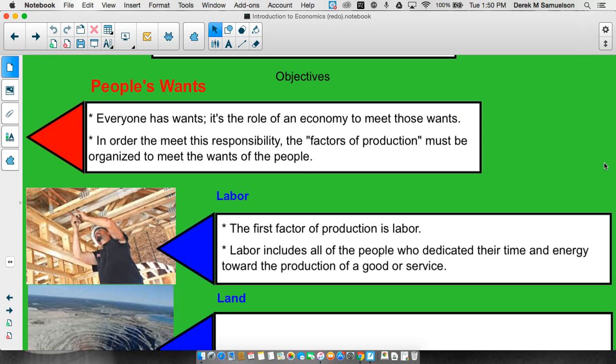Now, labor includes all of the people who dedicate their time and energy toward the production of a good or service. Now, it's easy to think about this in terms of production of goods. This guy is obviously a laborer. He's putting together a house, it looks like. But don't forget the teachers out there, like Mr. Samuelson, who's right now laboring to put together this video for you. This is labor too, one of the factors of production.